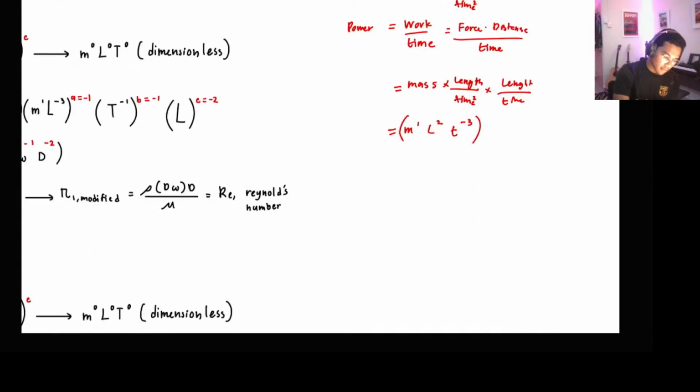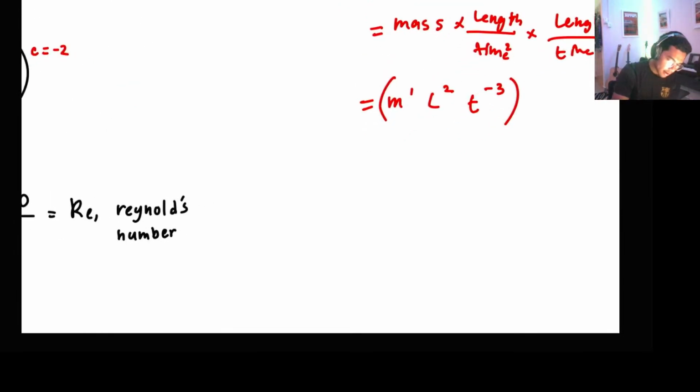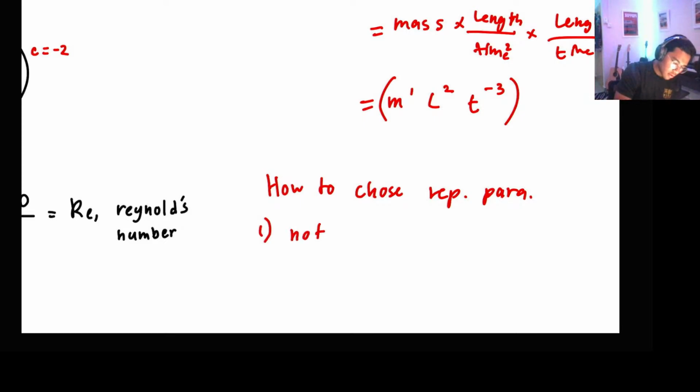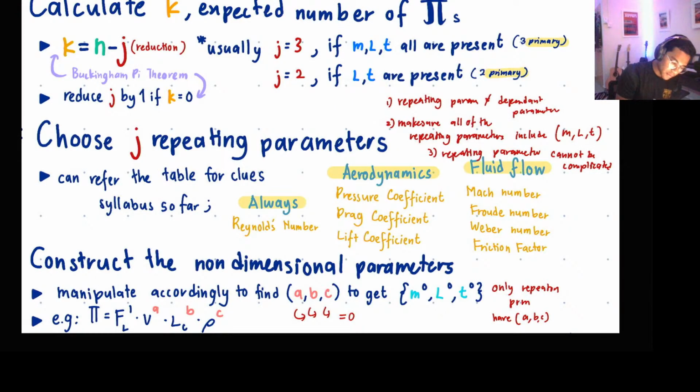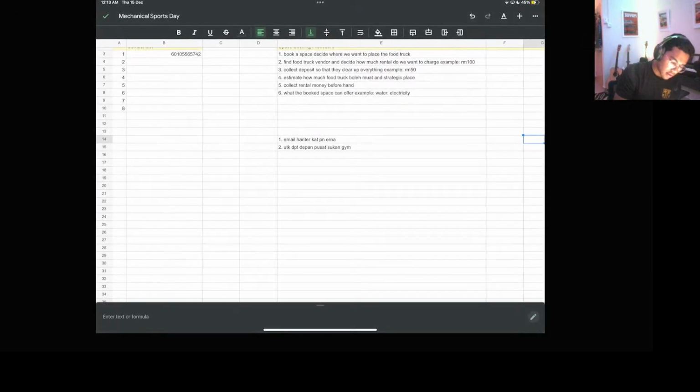Okay, let's write down how to choose repeating parameters. Number 1, not the dependent, which is W. Number 2, make sure all of the parameters include M, L, T.